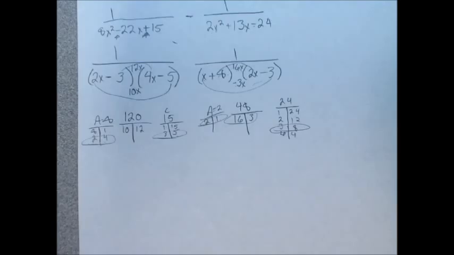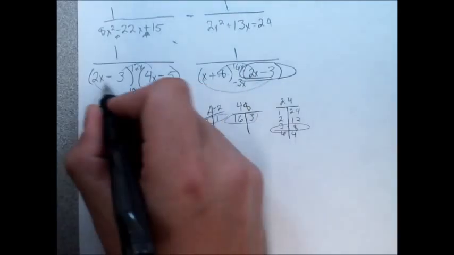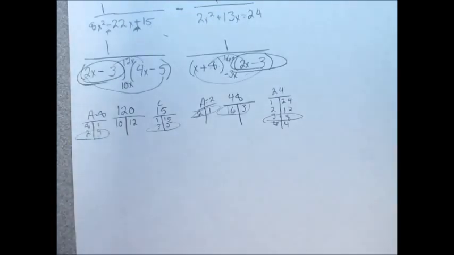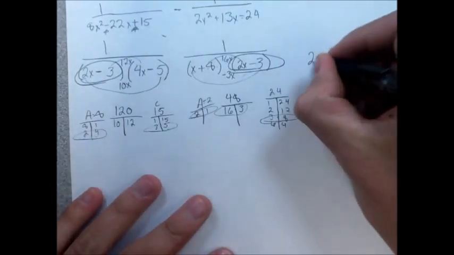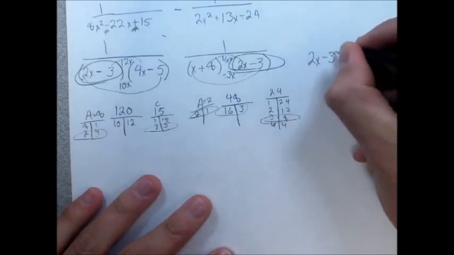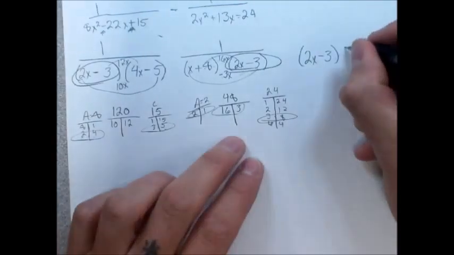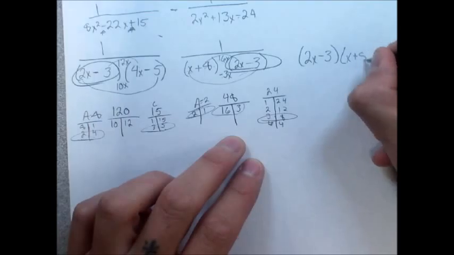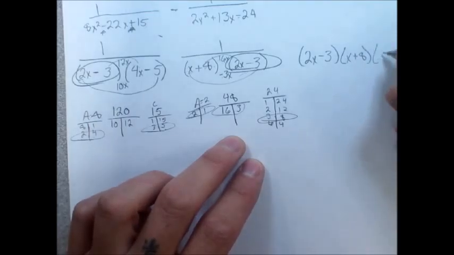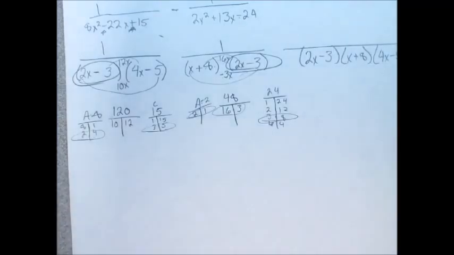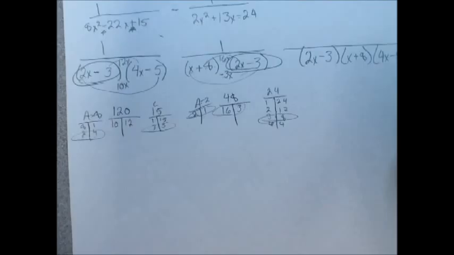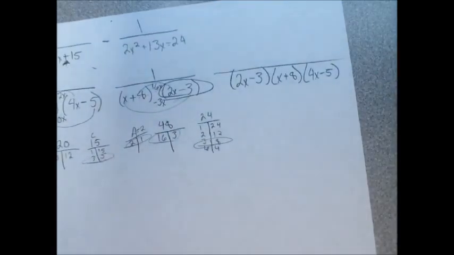All right, so now I'm looking at everything that I have on the bottom. I notice that they already have that 2x minus 3 in common. So that's the first one I'm going to write down, 2x minus 3. And then we'll look at what they don't have in common and just write them down as well. x plus 8 and then 4x minus 5. That is my common denominator. Because multiplication is commutative and associative, it doesn't matter what order.